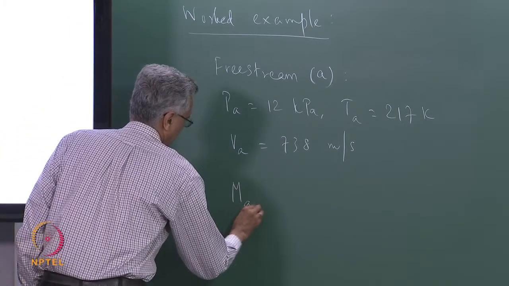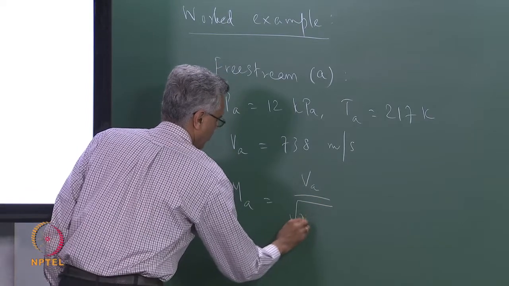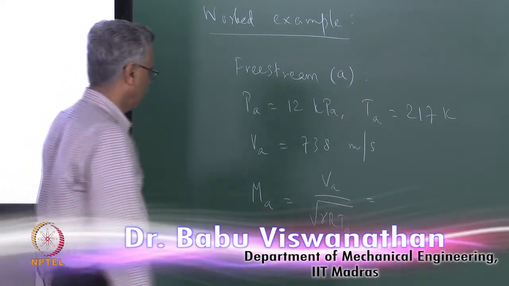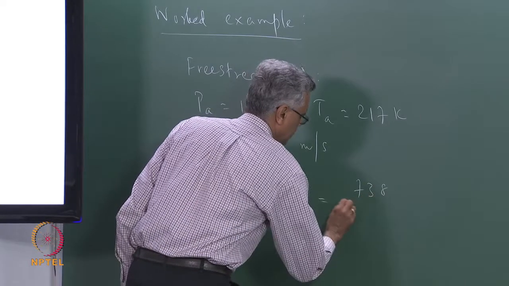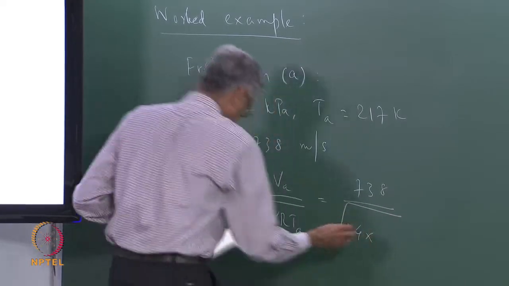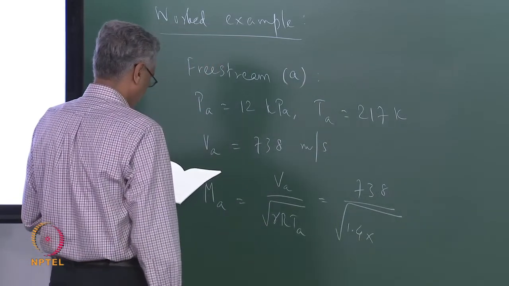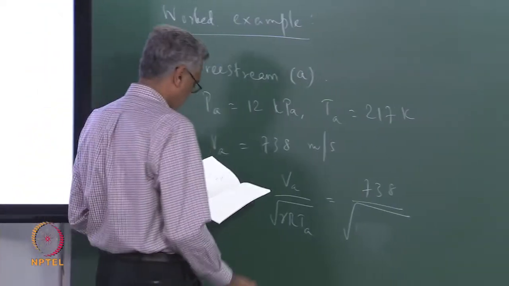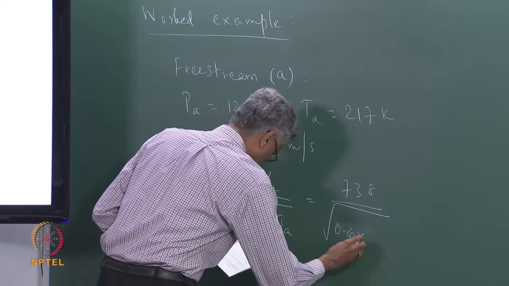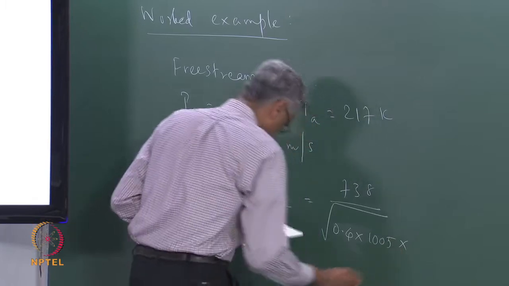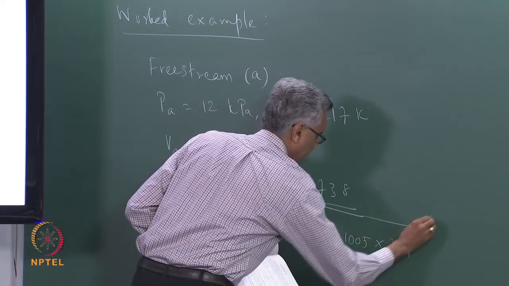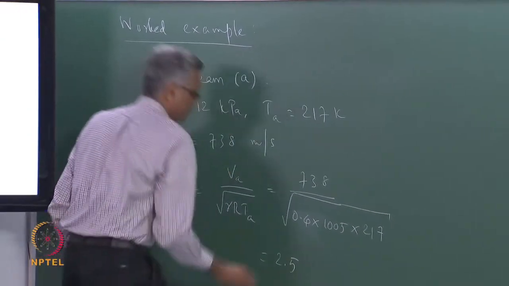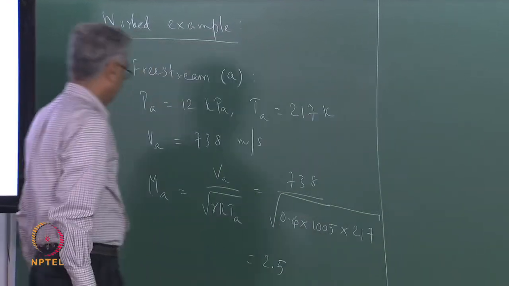So the free stream Mach number MA is given as VA divided by square root of gamma times R times TA, and because this is air, we take gamma to be 1.4. So I can evaluate this as 738 divided by square root of 0.4 times Cp, which is 1005, times 217, since Cp and gamma are given. If I substitute the values, I get 2.5. So the free stream Mach number comes out to be 2.5.